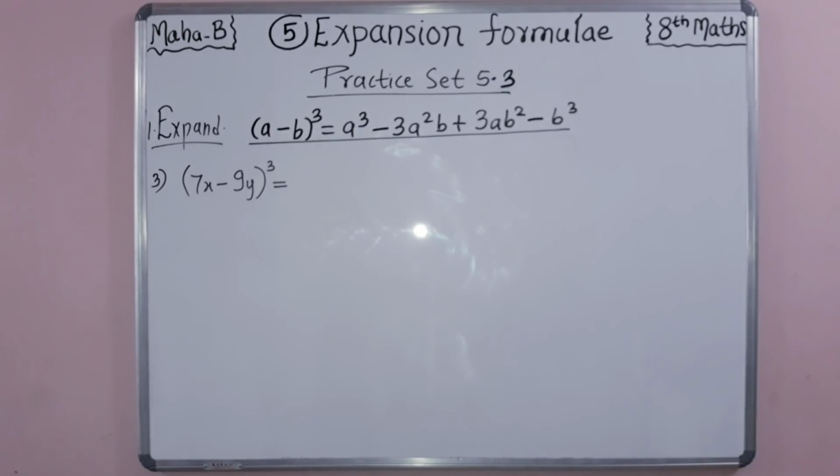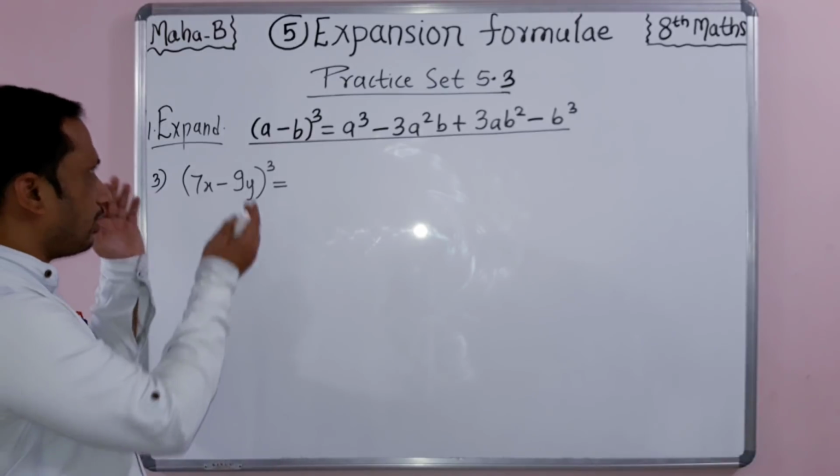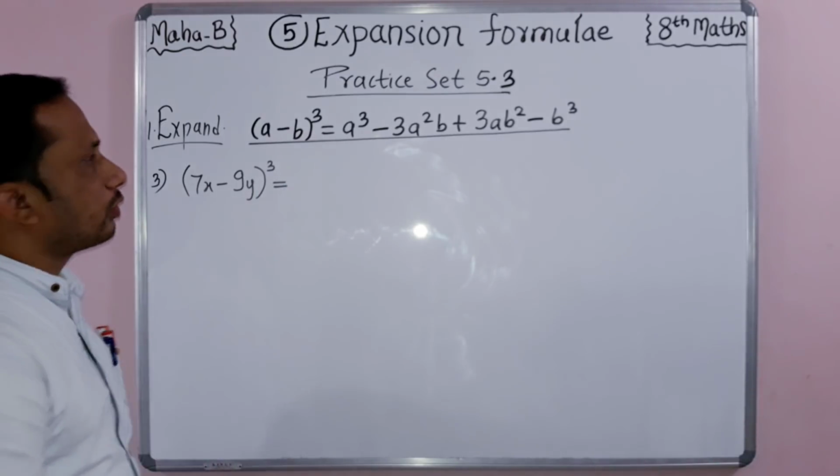Okay students, see this is our third problem. (7x minus 9y) bracket cube is there. Okay students, so again we are going to use the same formula.